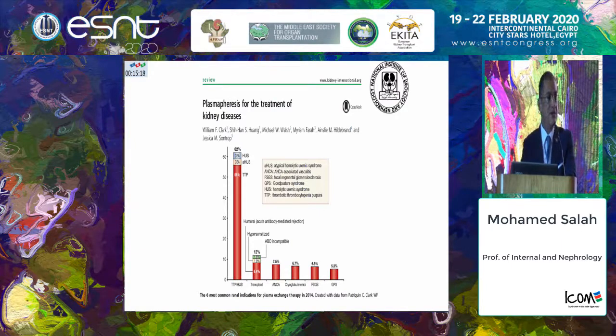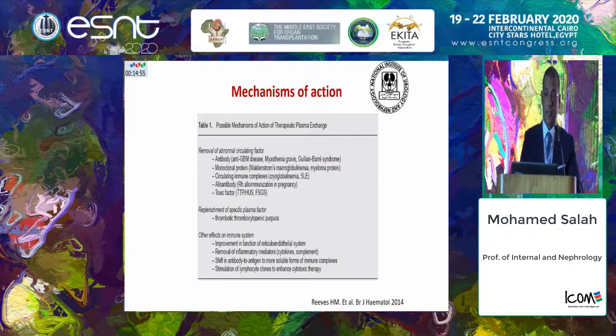Plasmapheresis for the treatment of kidney disease, if we look at this graph, you'll see that TTP and HUS represent almost 60% of the indications for the usage of plasmapheresis in nephrology, transplantation around 12%, ANCA, cryoglobulinemia, FSGS goes around 7%, and Goodpasture syndrome, 5% of the indications for usage in nephrology.